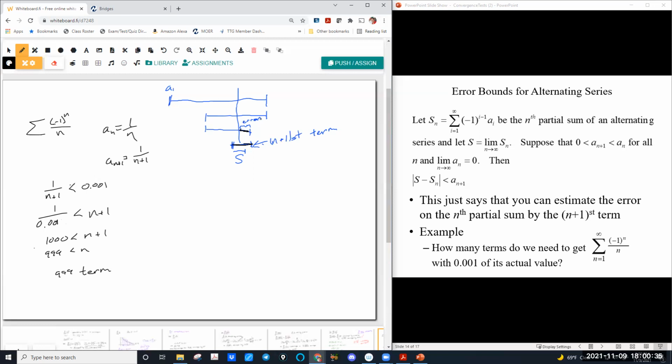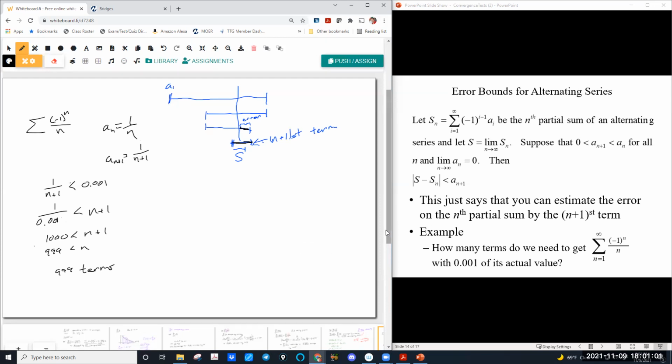And again, this is just a little bit of informal reasoning behind it. What you need to know is how to use it. You look at the n plus first term. Do not worry about the alternating piece. You can set it equal to, or less than or equal to, your error tolerance, solve, and that's going to be the number of terms. Questions about that?